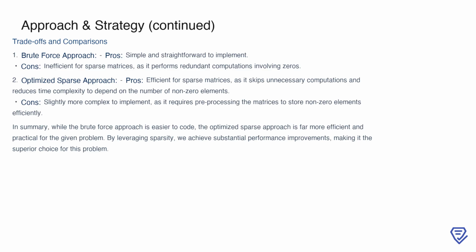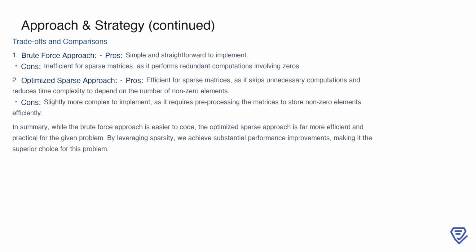The brute force method is undoubtedly simpler and quicker to implement, which is one of its key advantages. However, it is computationally expensive for sparse matrices, as it performs redundant operations involving zeros. On the other hand, the optimized sparse approach is specifically tailored for sparse matrices. Its primary advantage is its efficiency, as it skips unnecessary computations and reduces the time complexity to depend only on the number of non-zero elements. However, this approach does require additional effort to pre-process the matrices, such as converting them into a format that efficiently stores non-zero values.